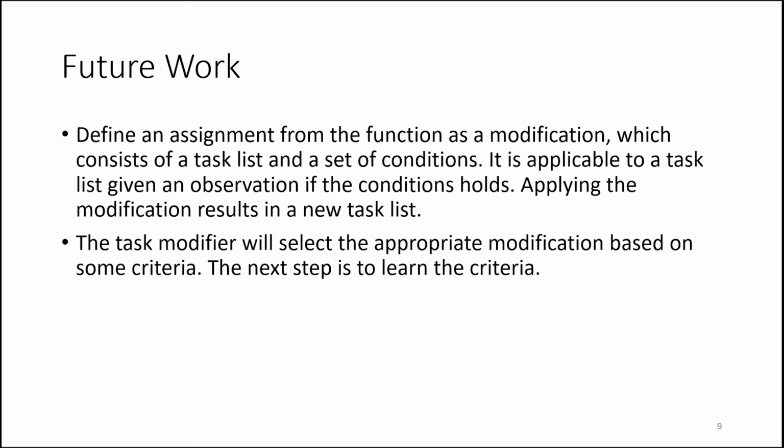And the other thing we want to explore is that given a definition of each modification, and each modification contains the list of conditions, as well as the task modifier itself as a function, it can select the appropriate modification based on certain criteria. Then we would like to know the ways to learn the criteria, therefore reducing the amount of human engineering required to have an efficient task modifier.